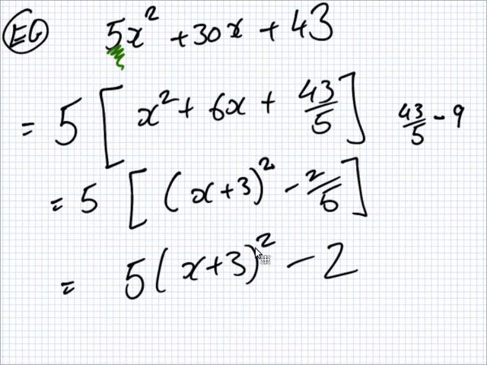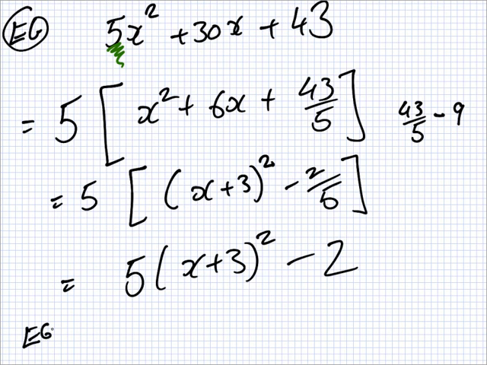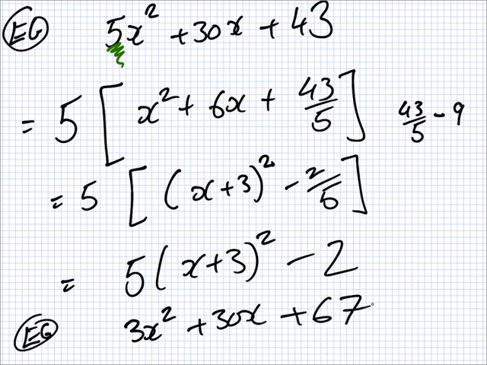Now, once you write that down, I'll let you try one. Try this one for me. 3x squared plus 30x plus 67. Try that one when you're ready.